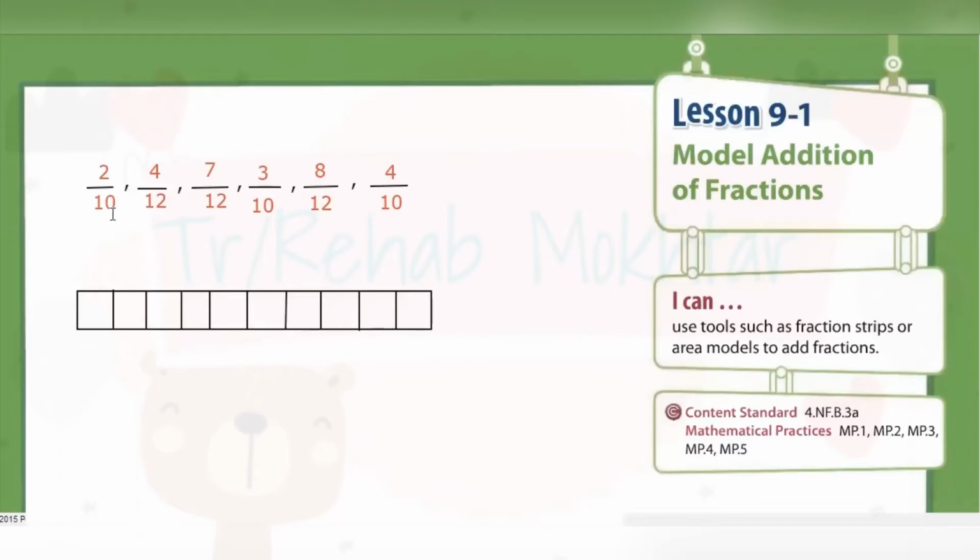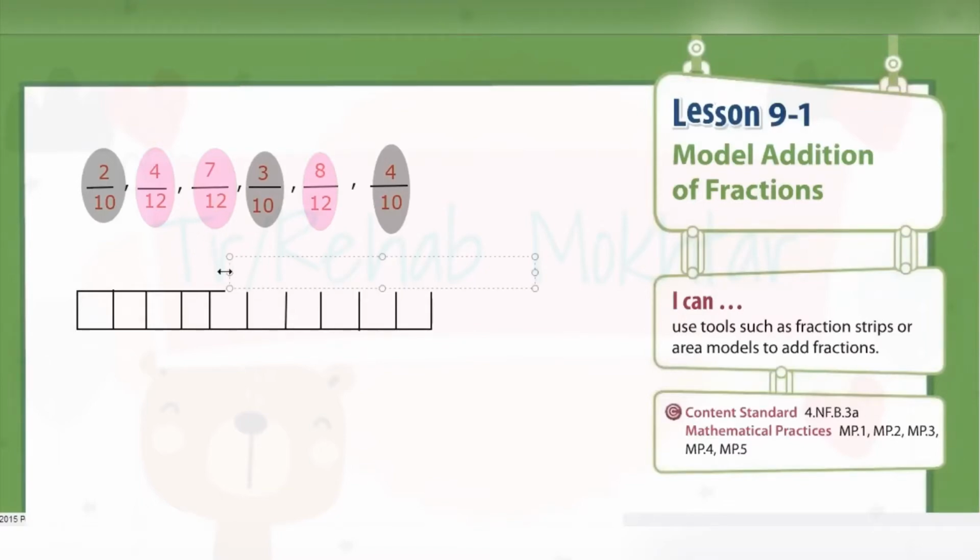Look here, I will find out the fractions that have the same denominator. We have here 10, 12, 12, 10, 12, and 10. I can classify them like this. These are like fractions: 3 out of 10 and 4 out of 10. Three of them have the same denominator, and here 4 out of 12, 7 out of 12, and 8 out of 12. Three of them have the same denominator, which is 12.